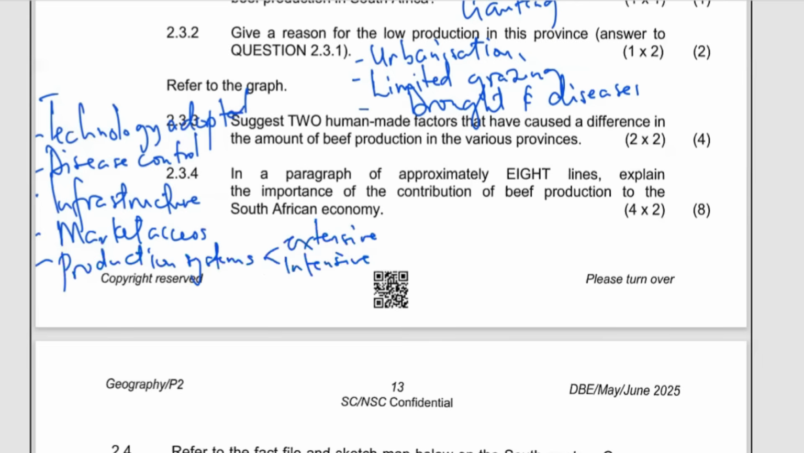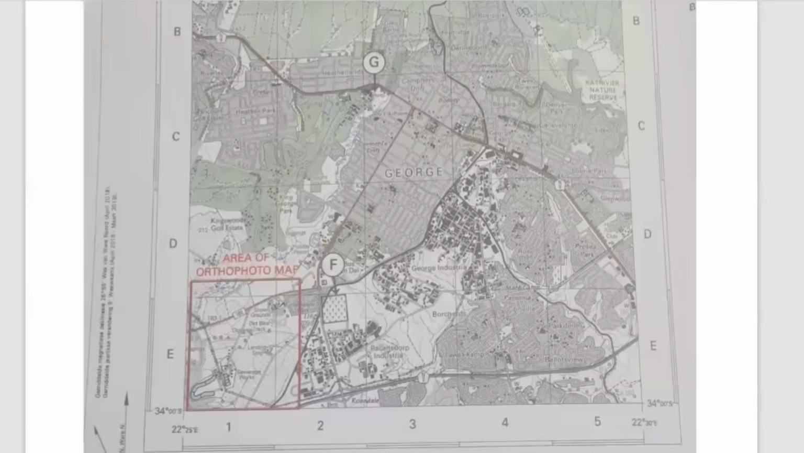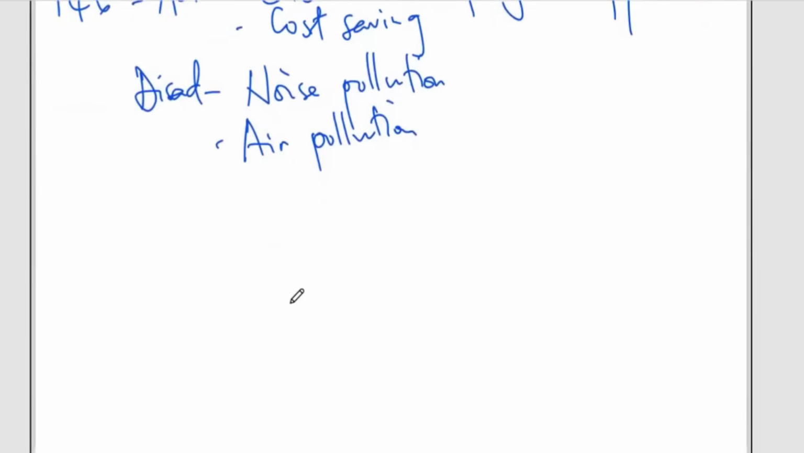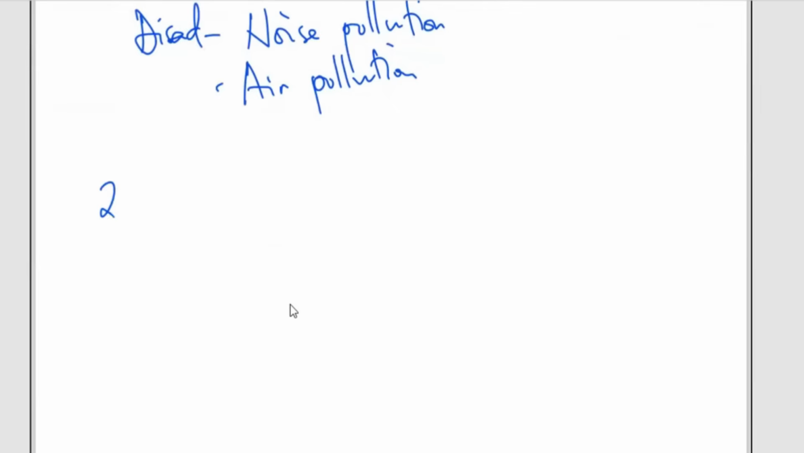In a paragraph of approximately 8 lines, explain the importance of contribution of beef production to the South African economy. We want to look at how beef production is impacting on the economy of South Africa. That is number two, three, four. Right. We can talk of job creation. It has impacted positively in job creation, either directly in agriculture, in beef farming, or indirectly in other related industries.